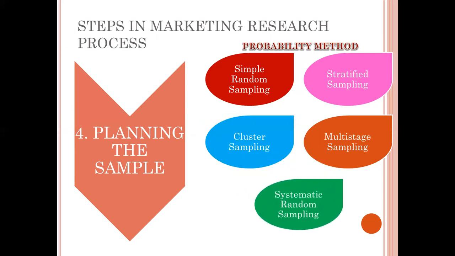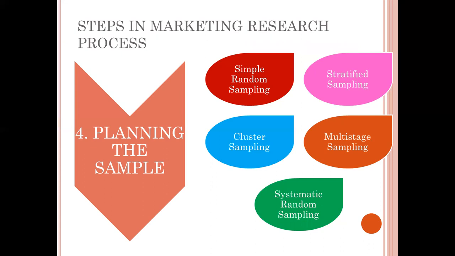The last sampling method for the probability method is systematic random sampling. For this one, the researcher creates a list of every member of the population. From the list, he or she randomly selects the first sample element from the first k elements on the population list. Thereafter, he selects every kth element on the list. This method is different from simple random sampling since every possible sample of n elements is not equally likely. So again, for the probability method, we have simple random sampling, stratified sampling, cluster sampling, multi-stage sampling, and systematic random sampling.